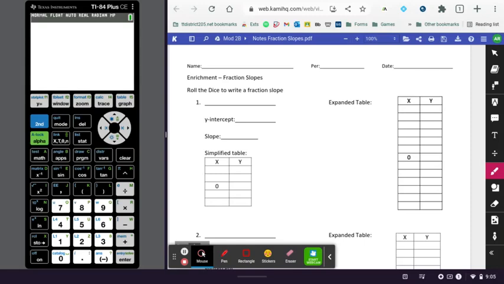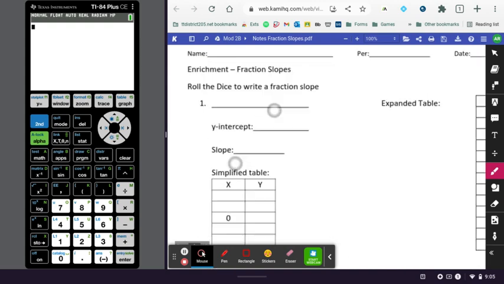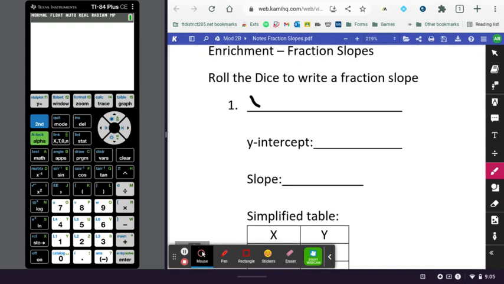Okay, so here is the video for Enrichment's notes about fraction slopes. So we just made up problems with dice in class. So together here, I'm just gonna make them up. So let's say we have the equation y equals 1/2 x minus 2, okay? Because we're dealing with fraction slopes.